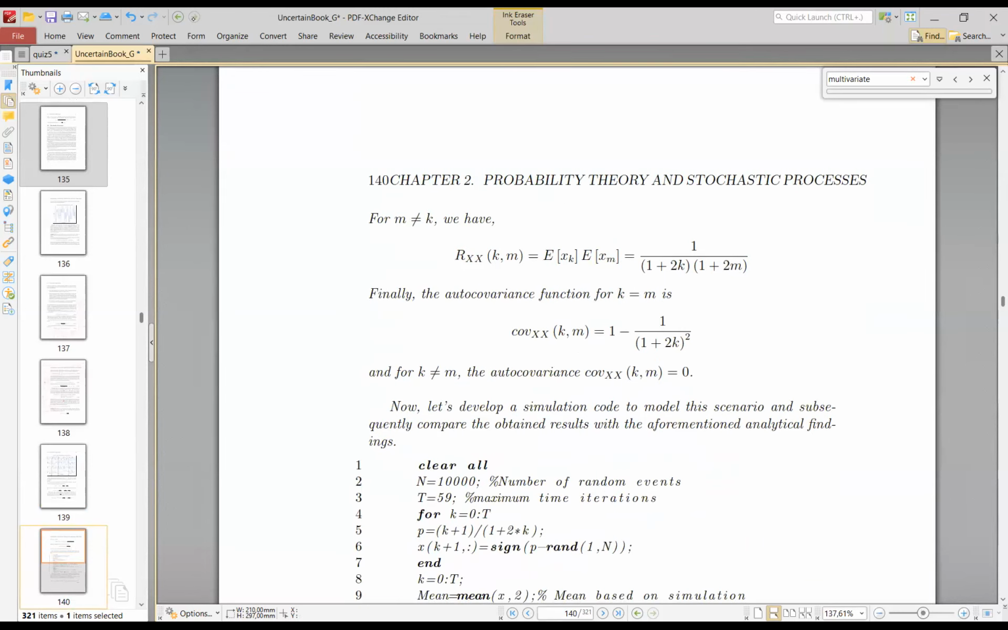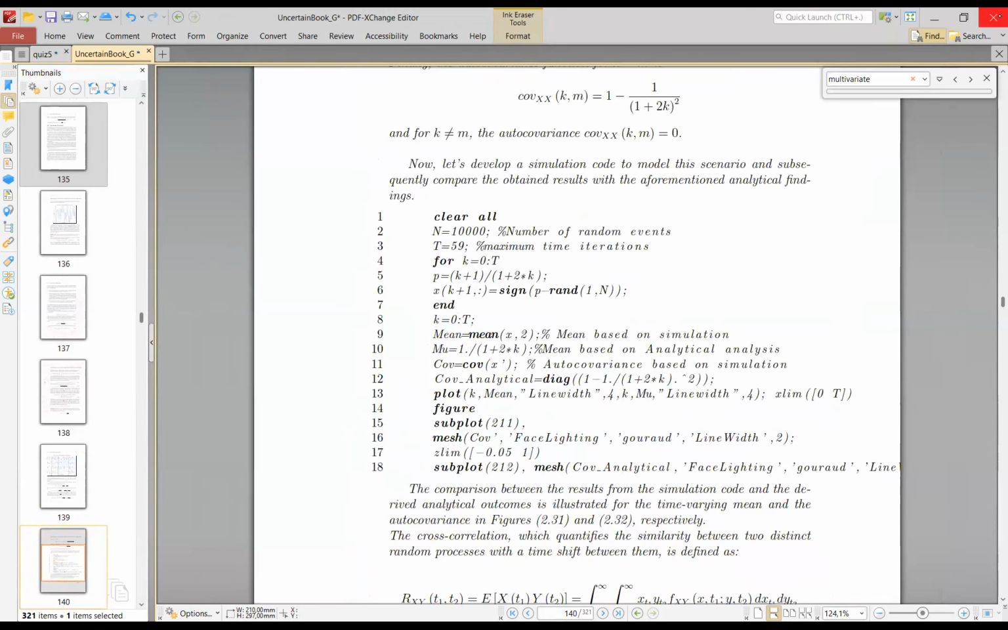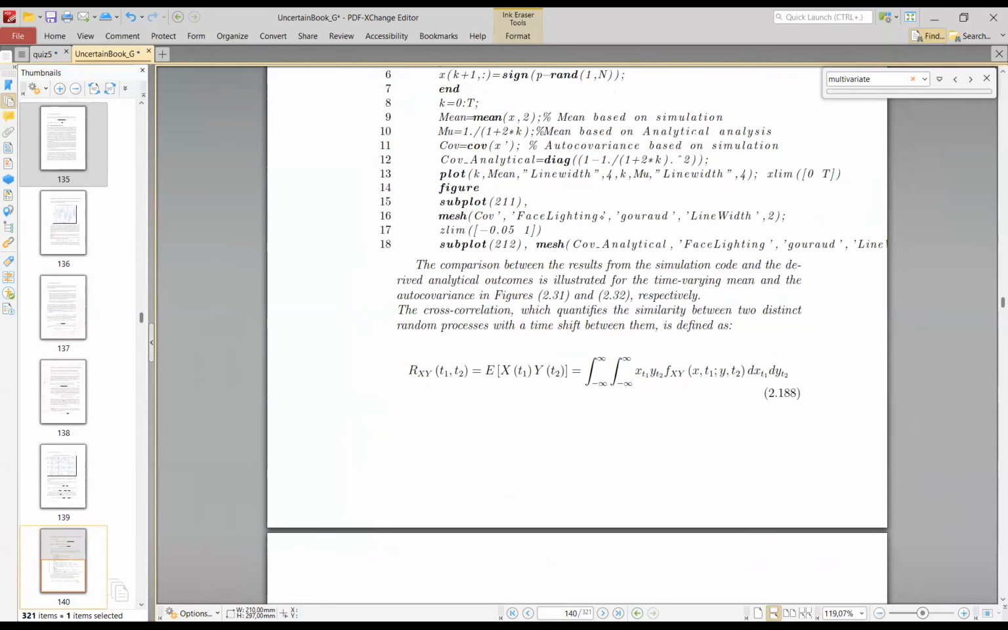So you can see here, in this simple example, when we take discrete time, that the mean, variance, correlation, autocorrelation, everything is a function of the time iteration k. And here we wrote code to generate this process and to compute the mean and variance, and then we prove that they are the same.